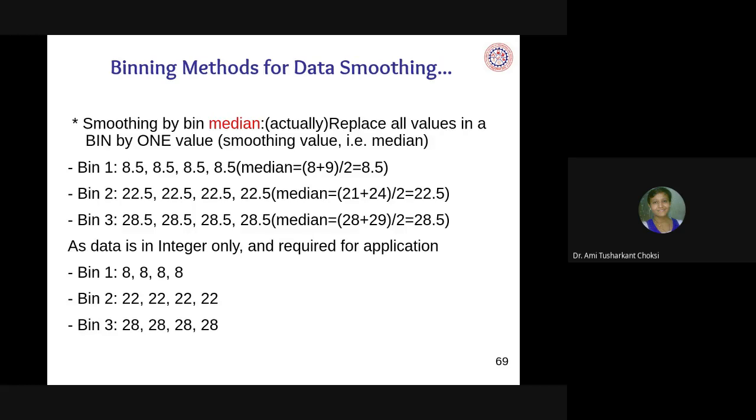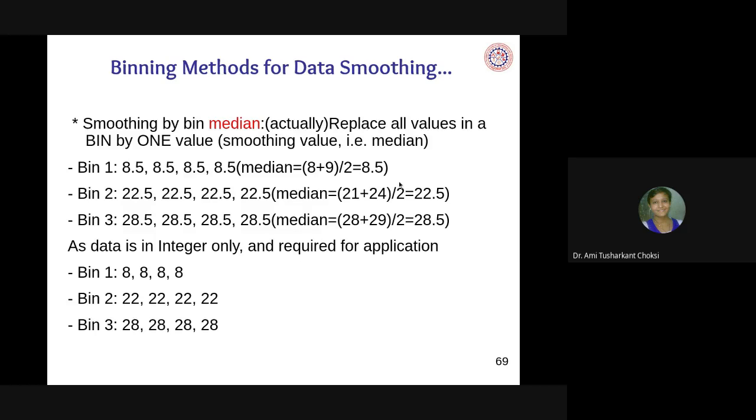If you require integer only for that particular application, then you cannot take it as 8.5, but you will have to take it as either 8 or 9, right? Based on your application, you have to justify that an integer is required, so we are taking it as 8. And when you are taking 9, there also you can specify that if it is 8.6 or 7, you can approximate it to 9, right? That is only required when the application needs integers.